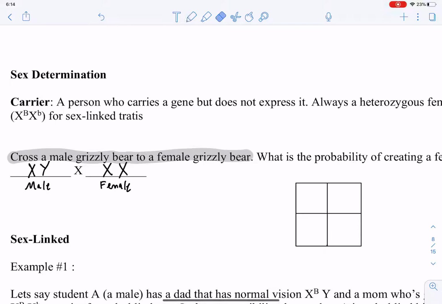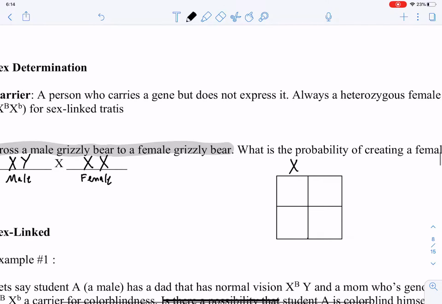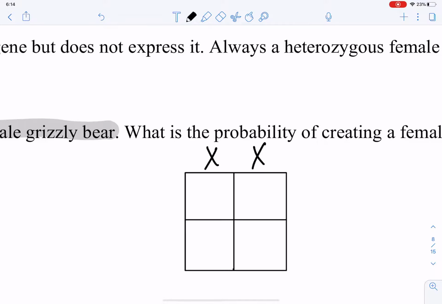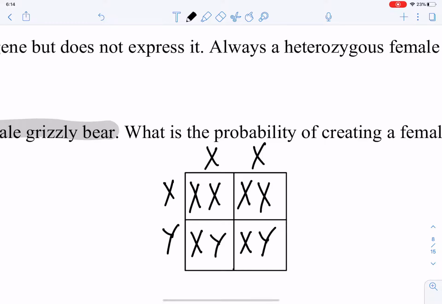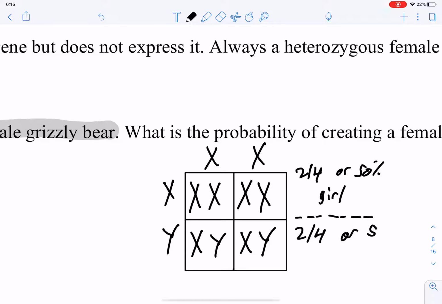So if we just put those in our Punnett square like we typically have, we can see XX and XY. It doesn't typically matter which side you put them on. I just put the males on the side for consistency, so when I do it, it helps me. So anyway, you fill in the squares: XX, XX, XY, and XY. We have a 2 out of 4, or 50%, chance of getting a girl, as well as a 2 out of 4, or 50%, chance of getting a boy, XY.